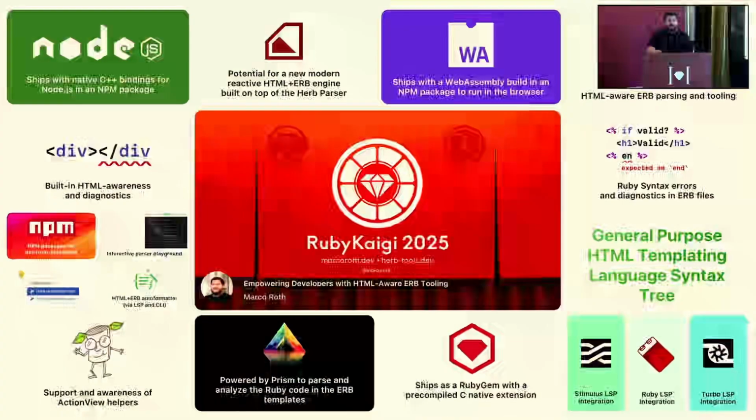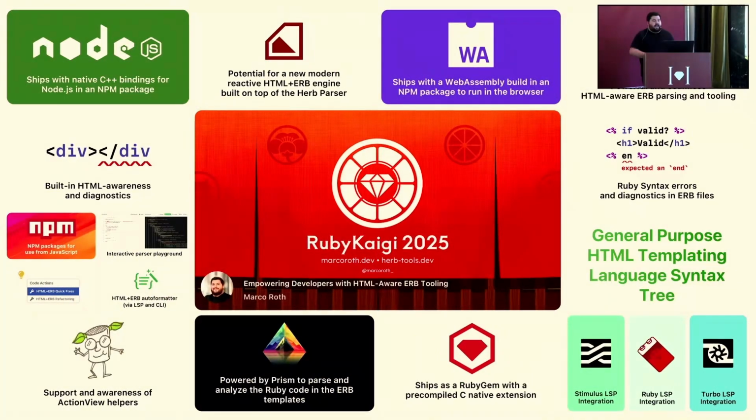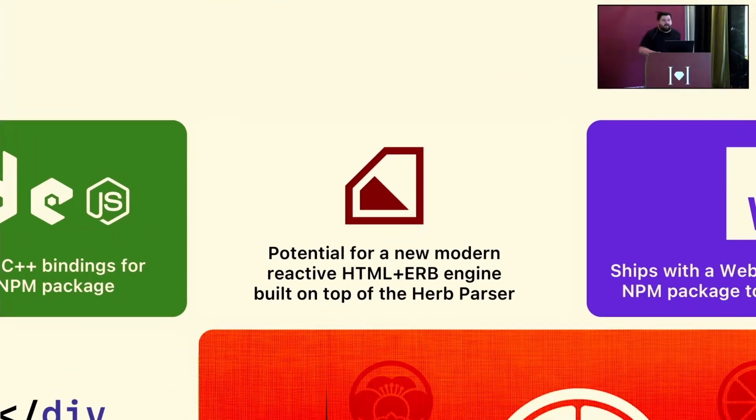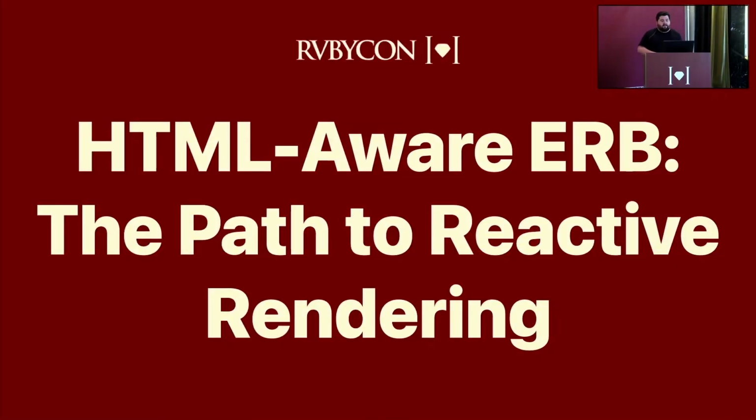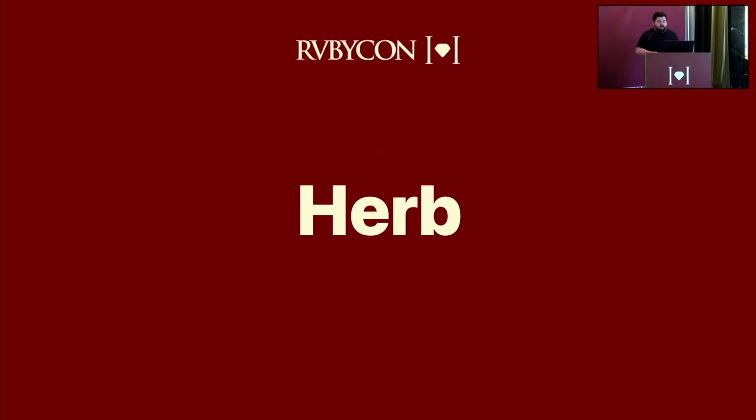And in the meantime, it evolved into this full tool chain of tools that pretty much does everything from static analysis up to rendering your HTML ERB templates. But I also had this point on the slide here where I was talking about a potential new rendering engine that could be built on top of this new parser. So I want to talk about this awareness of ERB and how this might lead to reactive rendering. And for this, we need to talk about ERB engines. We need to talk about what reactivity actually is and what we are still missing. So first, let's start with Herb.